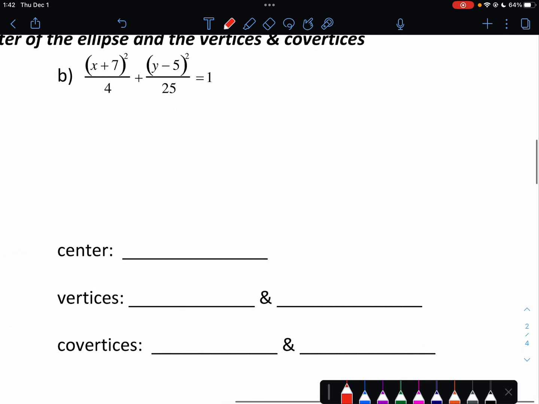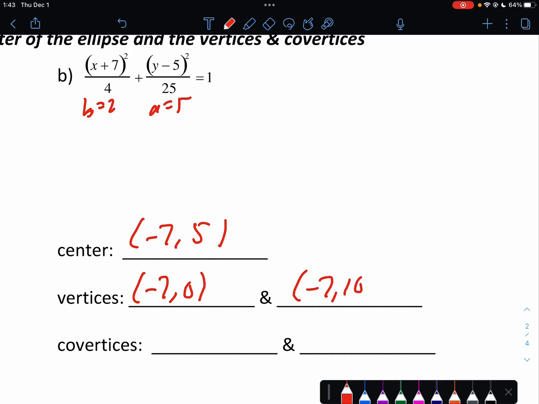All right, what if the center is not 0, 0? What if it's at negative 7, 5? A is 5, B is 2. Since A is under y, to find the vertices, I move up and down 5 units from the center. To find the covertices, I move left and right 2 units from the center. Those are our covertices.